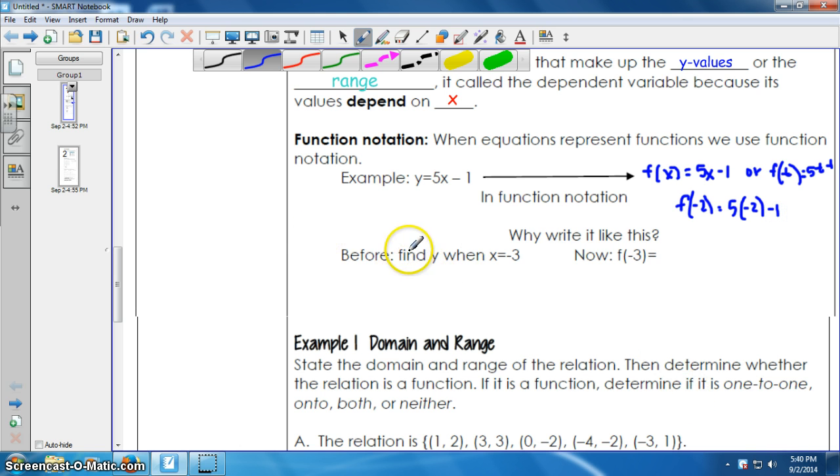So before, find y when x equals negative 3. Now, f of negative 3. So what we're doing is plugging this value in for x. It's telling you what's the function solution when we plug in negative 3. So it'd be 5, and then we plug in negative 3, minus 1. And then simplify, multiply, and then subtract.